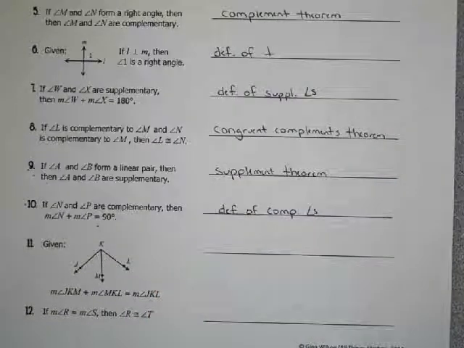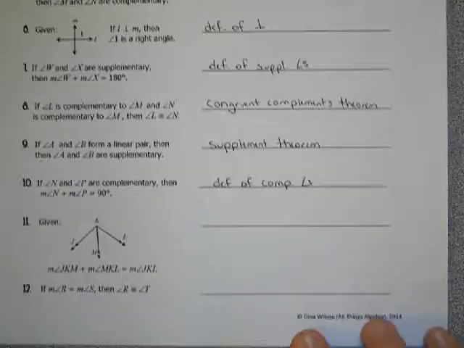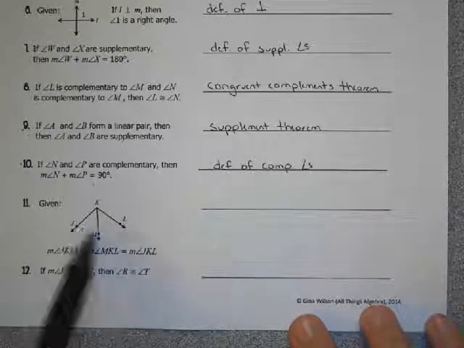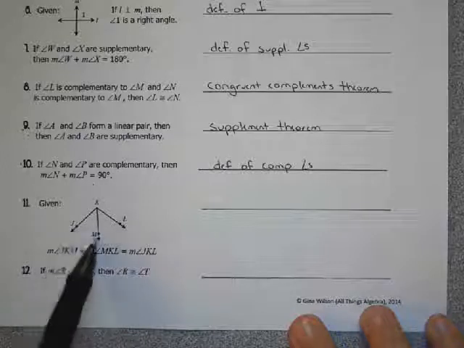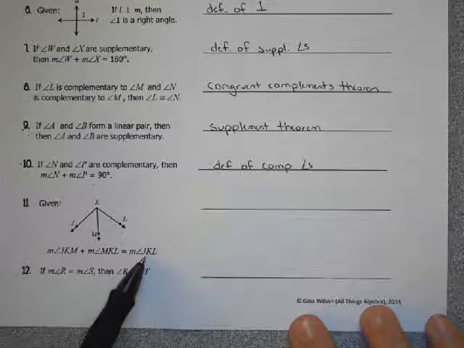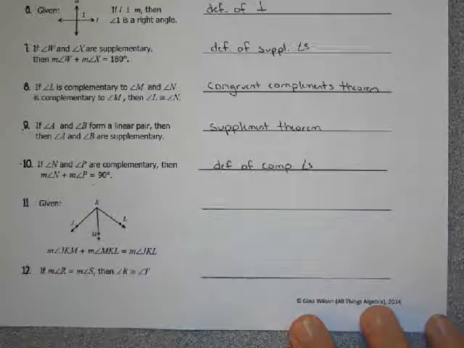And number 11, given this diagram, we have two smaller angles, JKM and MKL, that we can add together to get the largest angle, JKL. So just like segment addition, we are adding angles together to get a larger angle. So this is angle addition.